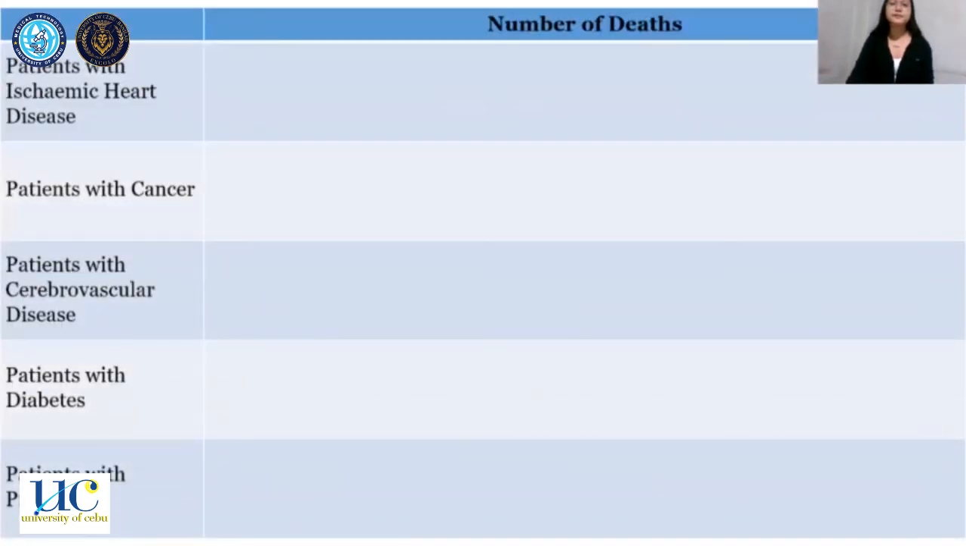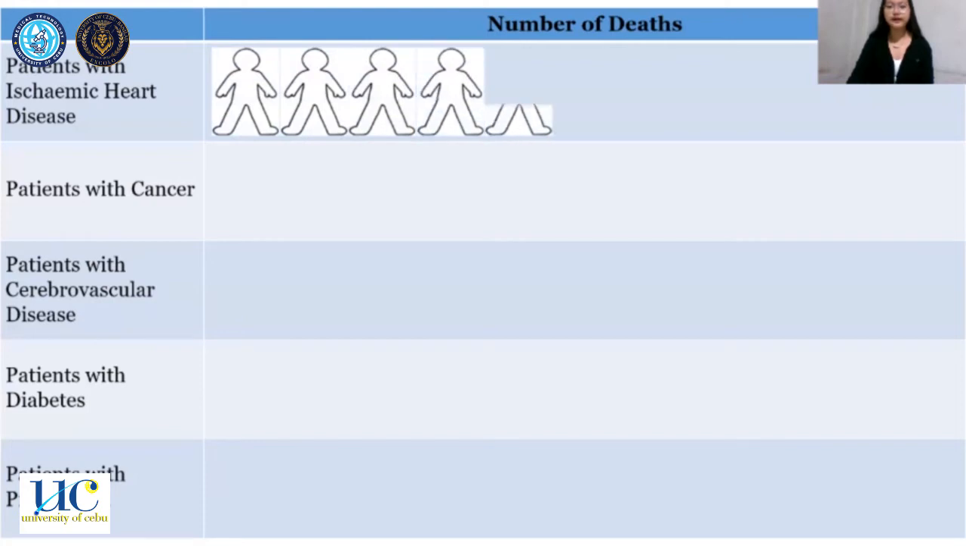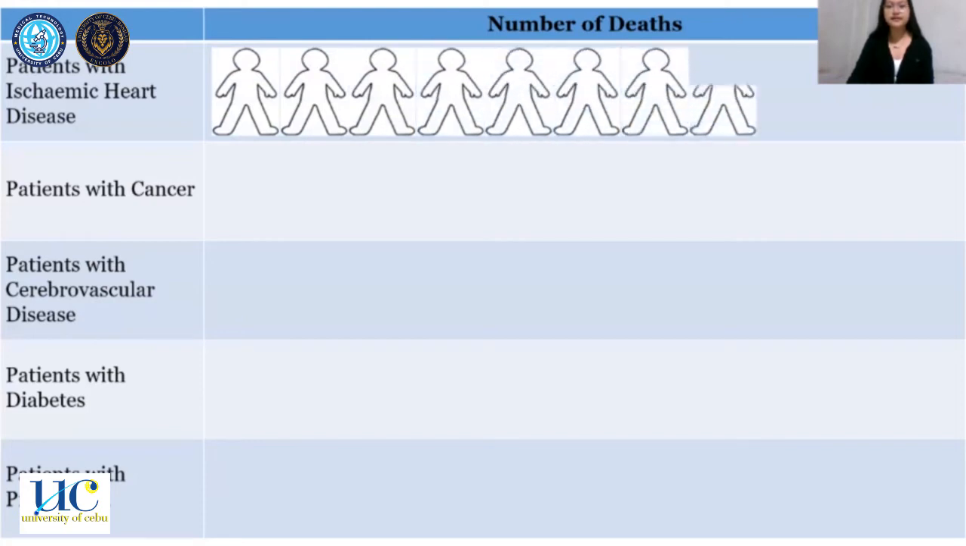So first, patients with ischemic heart disease. It says in a statement that ischemic heart disease has an estimated 105,000 cases. 105,000 divided by 10,000 is equal to 10.5 symbols. So 1, 2, 3, 4, 5, 6, 7, 8, 9, 10 and a half equals 10.5 symbols.